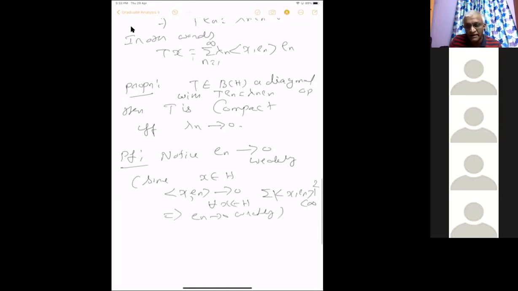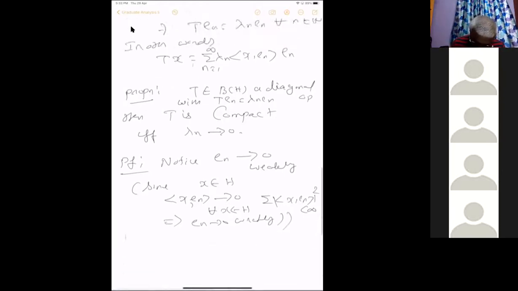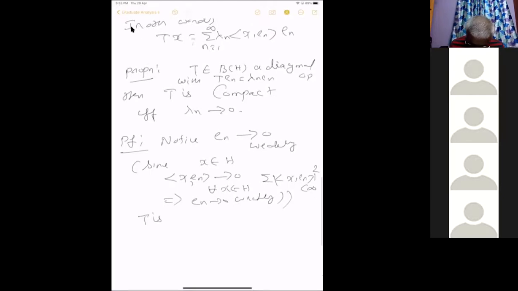This is the same as saying e_n converges to 0 weakly. In fact, this is an example I think I gave when we discussed weak topology. e_n converges to 0, but e_n has norm 1, so it cannot converge to 0 in norm. It converges in the weak topology, but not in the norm topology. So e_n converges to 0 weakly, and T compact means T is weak-norm continuous. So this implies T e_n converges to 0 in norm.